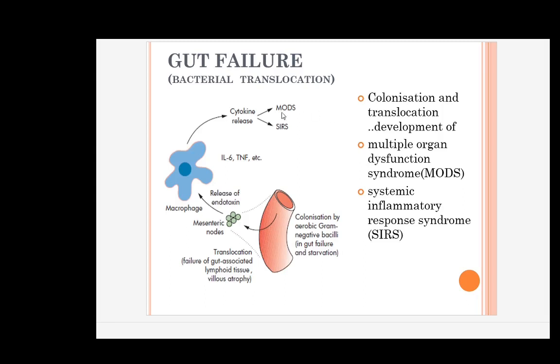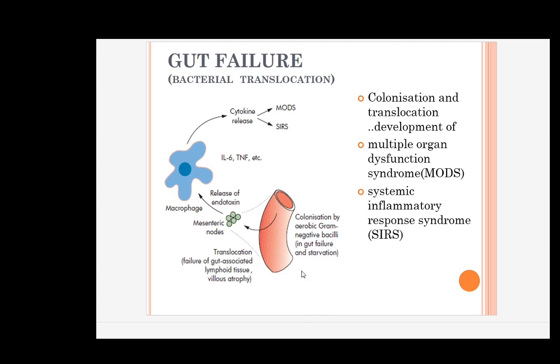Then there is one more entity which is called as the gut failure or bacterial translocation. Now what exactly is bacterial translocation? It's colonization and translocation of bacteria, usually from here, the intestines, into the plasma area. So how it happens? Basically, we know that the colon especially is full of various types of coliforms. So whenever damage happens, so what is that damage? That damage could be poor vascularity into this area in a shock state.